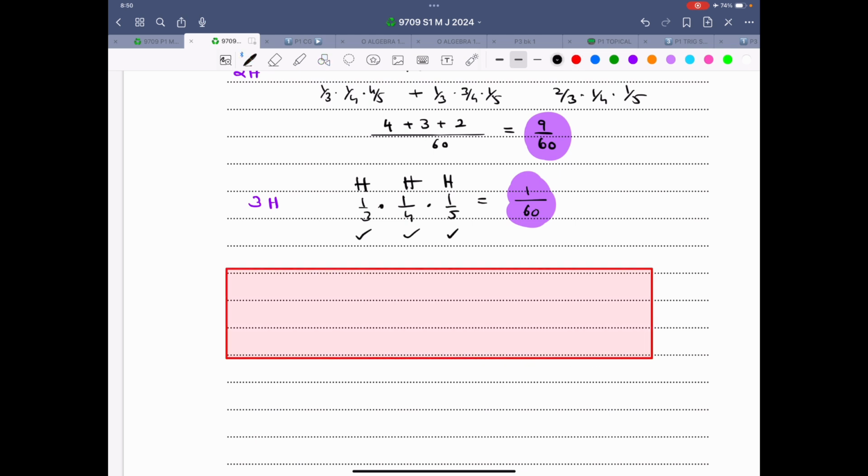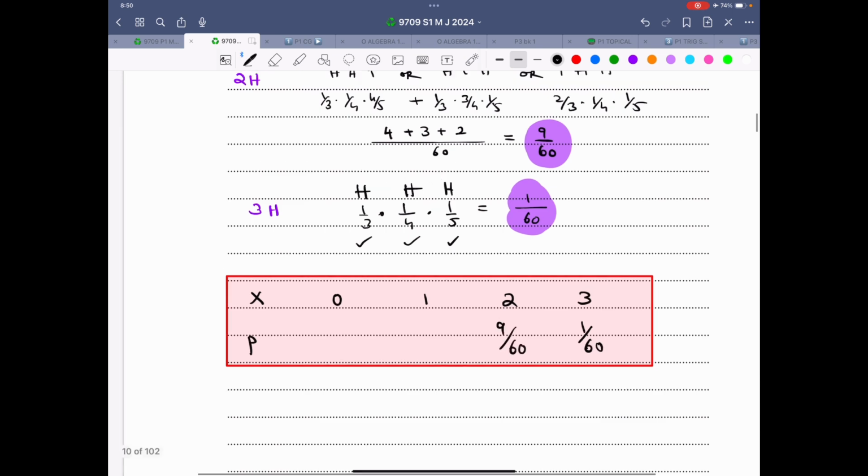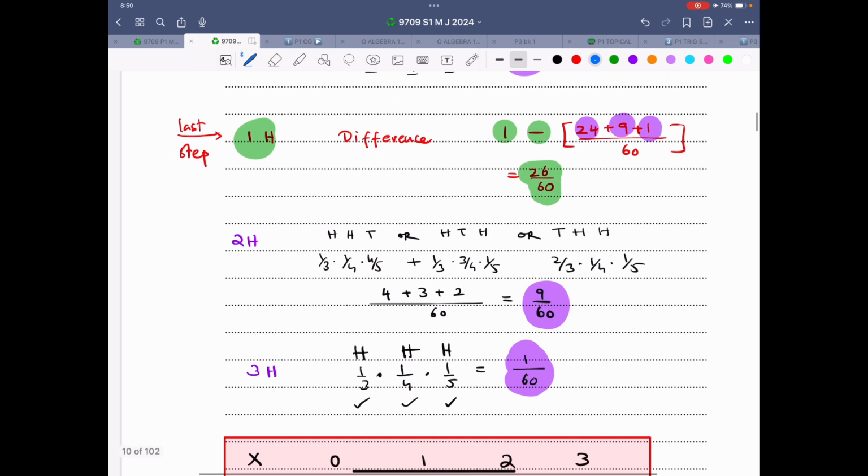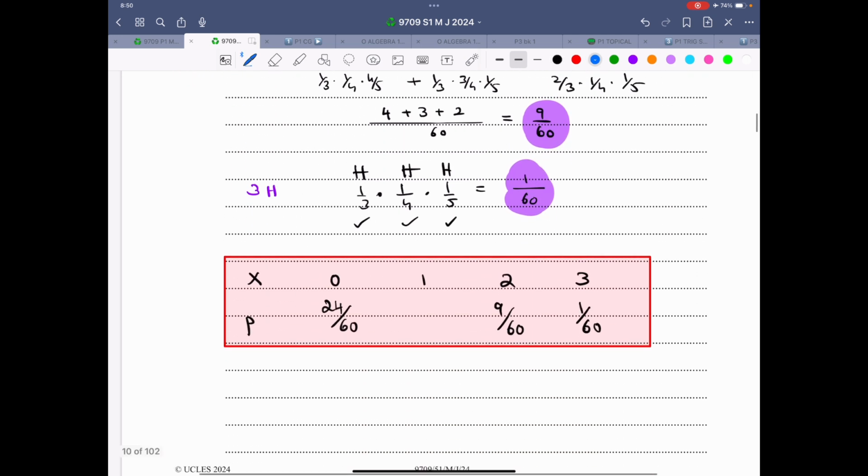So let me just do it right now. So this is X, this is probability: 0, 1, 2, and 3. 3 head is 1 over 60. 2 head is 9 over 60. 0 head is 24 over 60. And this one is the calculation, the subtraction one, that is 26.